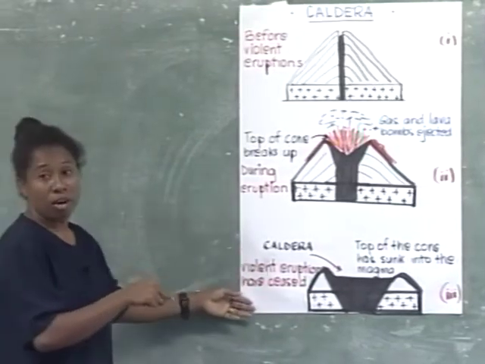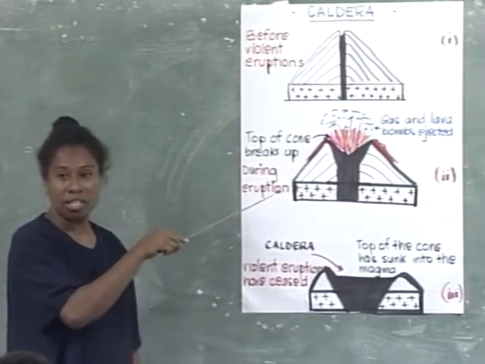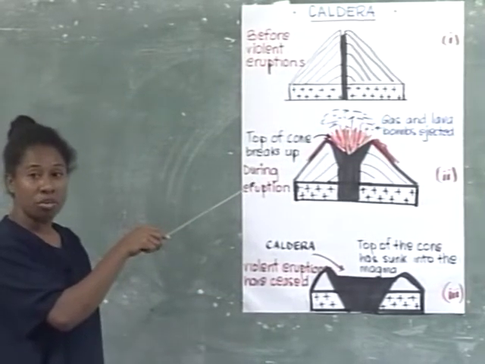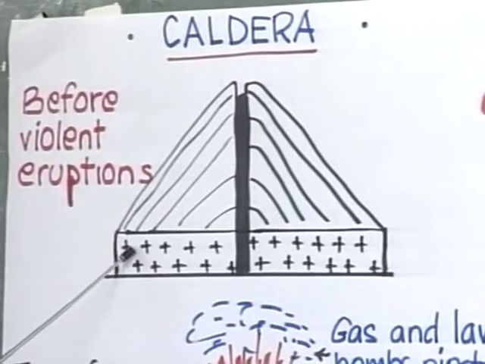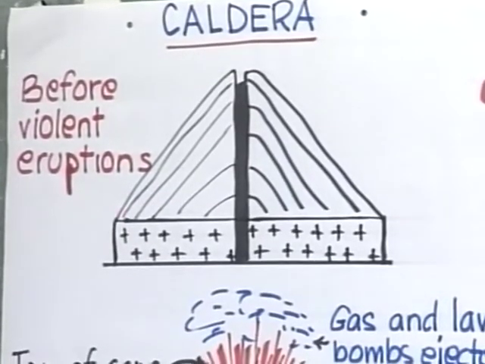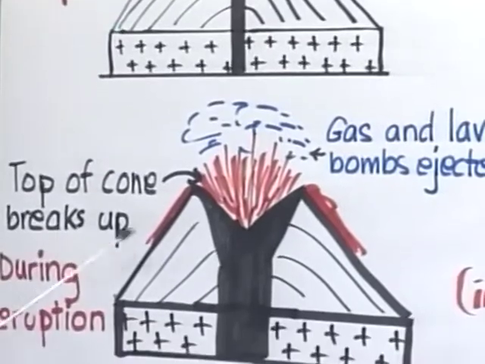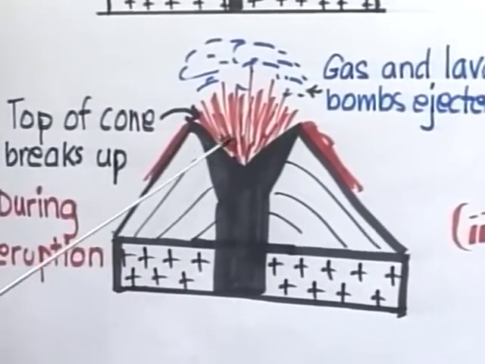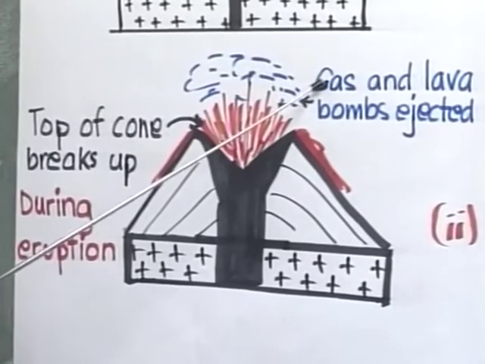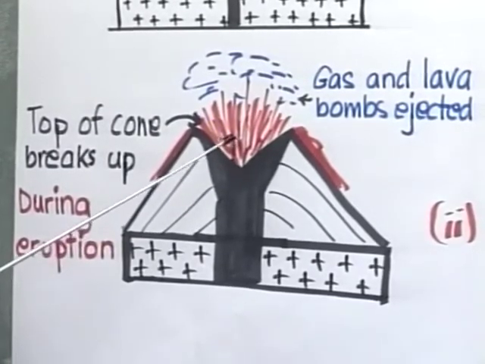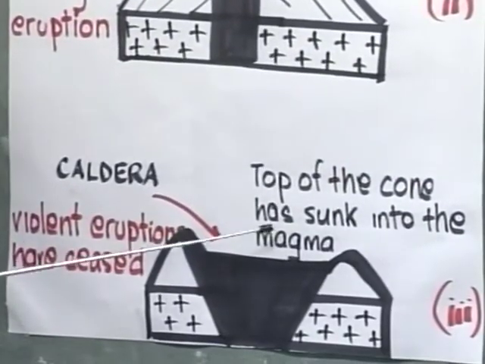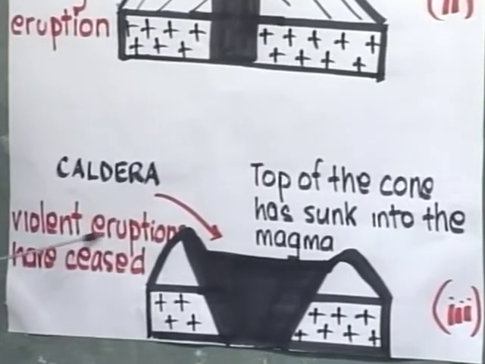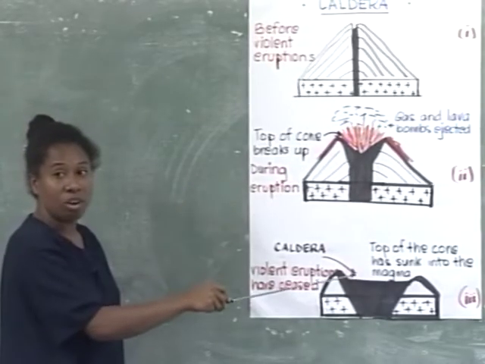We have on the board here a sample of the diagram of what you will be required to work on. And here we have a volcano before violent eruption. During the eruption, note that the top of the cone has been blown off or broken up, so you can see the enlargement now in this area here. Gases and lava bombs are ejected during the violent eruption, and then given time, a caldera is formed. The top of the cone has sunk into the magma as a result of that violent eruption. This shows generally the stages in the development of a caldera.